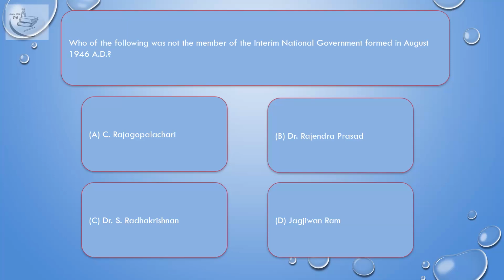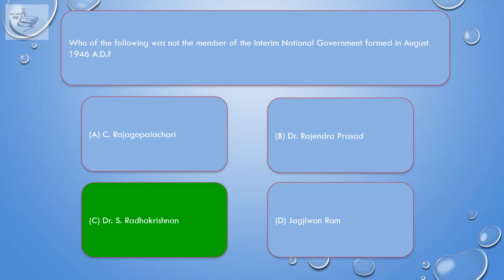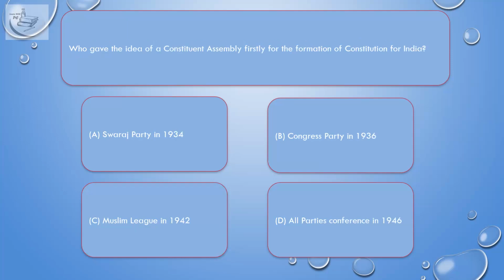Question: who of the following was not the member of the interim national government formed in August 1946 AD? A. C. Rajagopalachari, B. Dr. Rajendra Prasad, C. Dr. S. Radhakrishnan, D. Jagjivan Ram. Correct answer is C. Dr. S. Radhakrishnan.